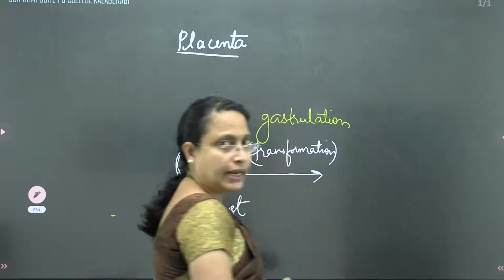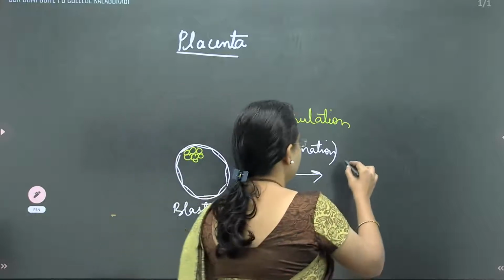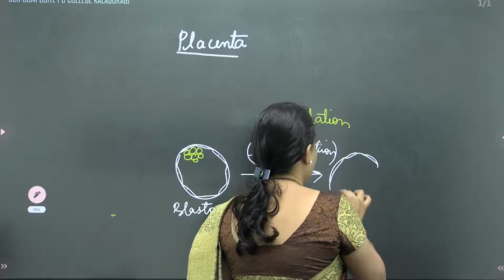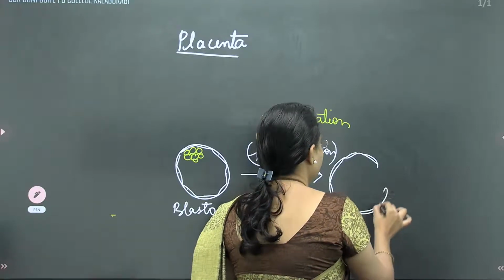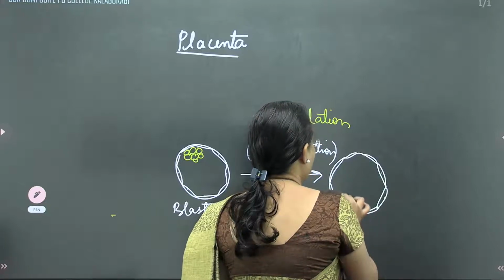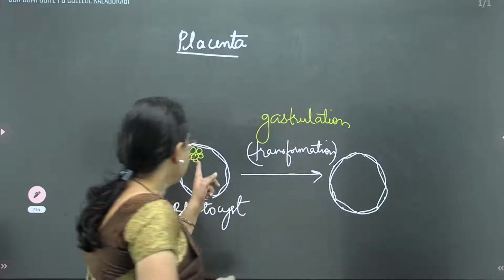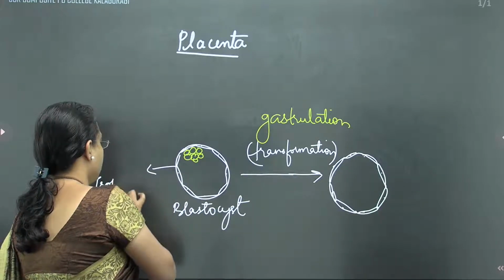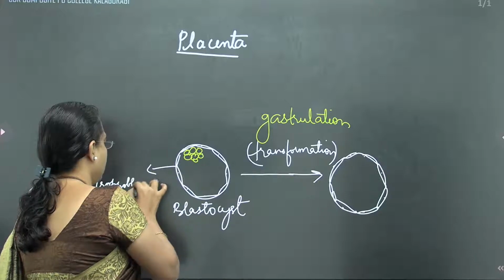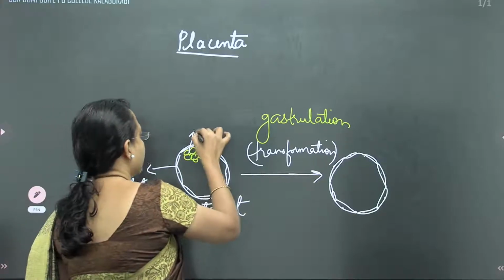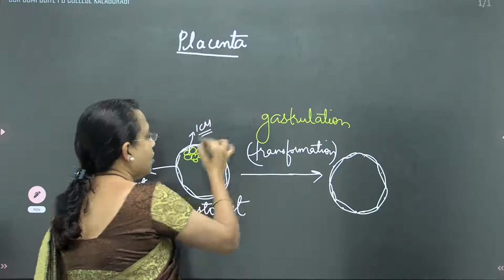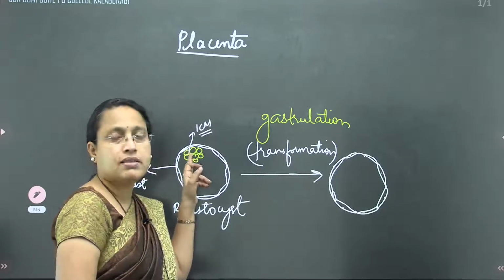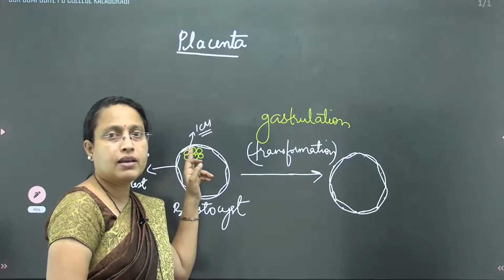an intermediate bilaminar disc is formed. So again, this is the outermost layer of flat cells, the trophoblast, and this is the ICM, the inner cell mass, also called embryoblast cells. These embryoblast cells are stem cells.